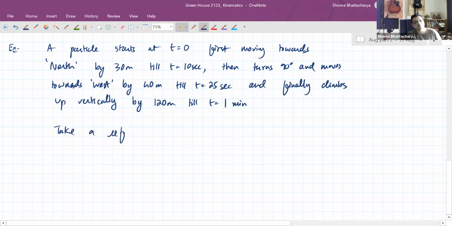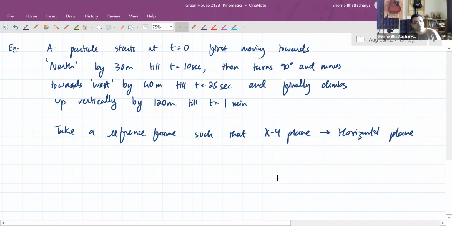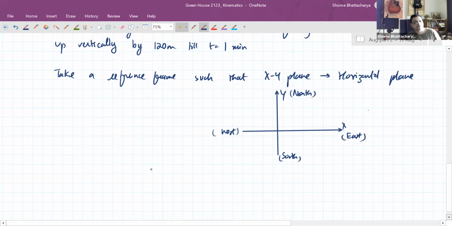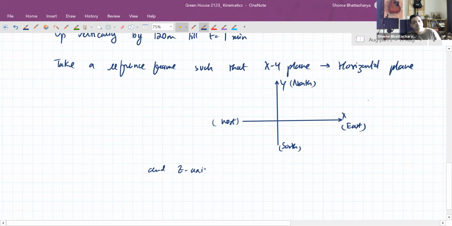Take a reference frame such that the XY plane is the horizontal plane, with this kind of situation, that the x-axis is pointing towards east. So negative x-axis is pointing towards west. Y-axis is pointing towards north. So negative y-axis is pointing towards south. And z-axis is the vertical.